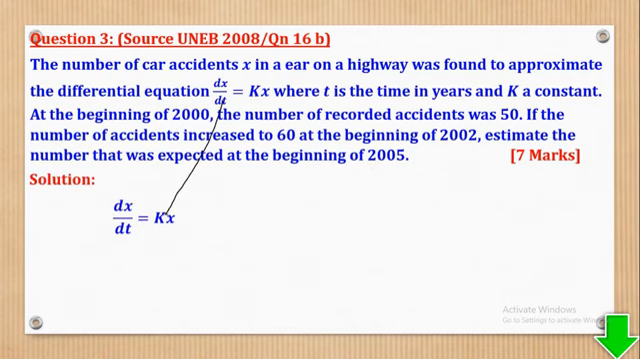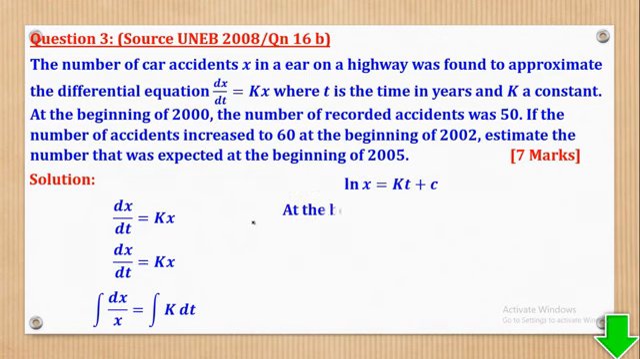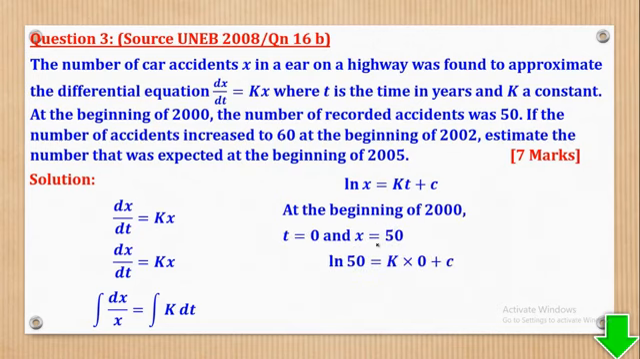So we know this differential equation and it is a separable one, so what we shall do, we shall separate variables and put integrals on both sides. Integrate this gives you that, and integrate this gives you that, plus the constant of integration. So at the beginning of 2000, t is equal to 0 and x is equal to 50. So I'll come and substitute for t and for x to be able to come up with the value of c. Therefore, this equation now becomes this.